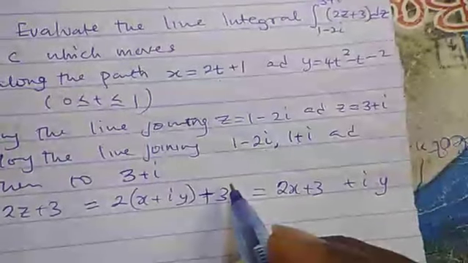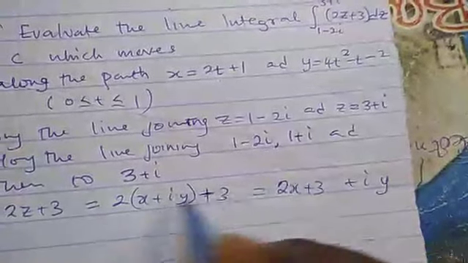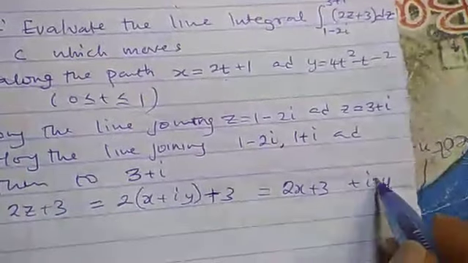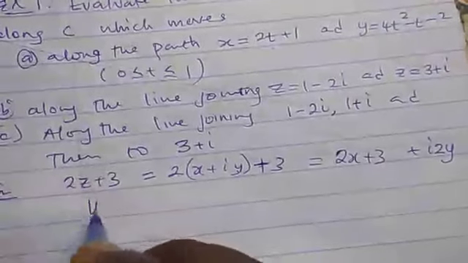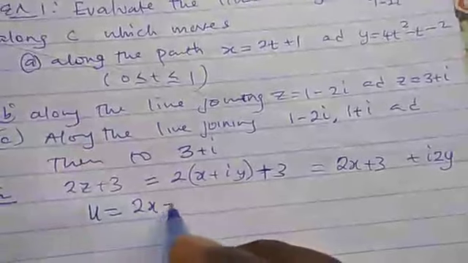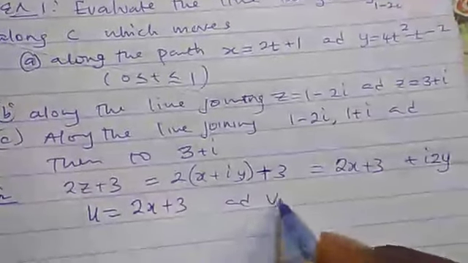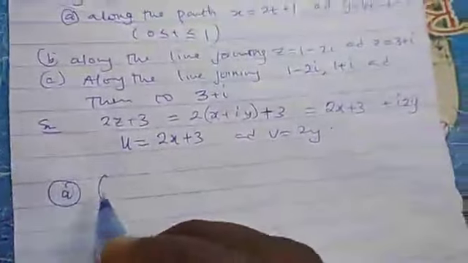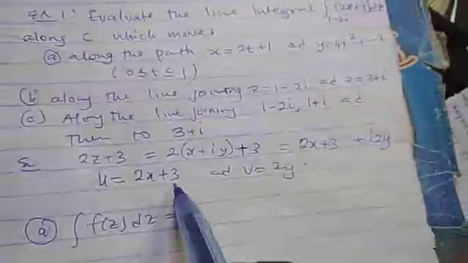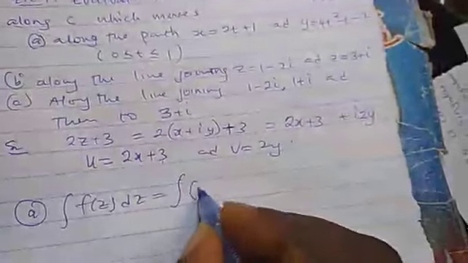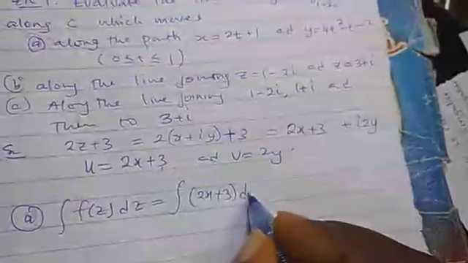Plus 2y, because 2 times y is 2y. You will now see that our u is 2x plus 3 and our v is 2y. The first one says integral f of z dz. This is the formula we are going to be using: u dx, and this is our u, 2x plus 3 dx.